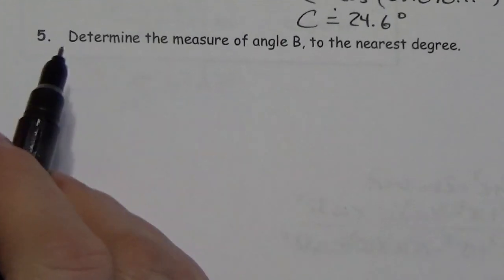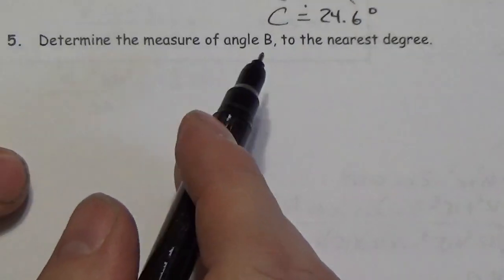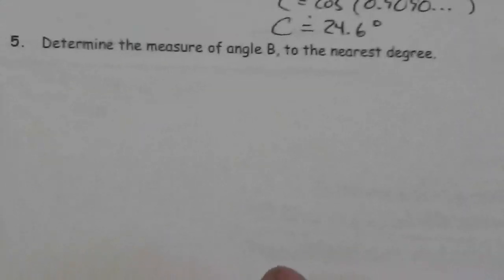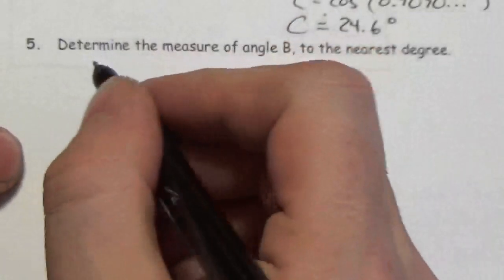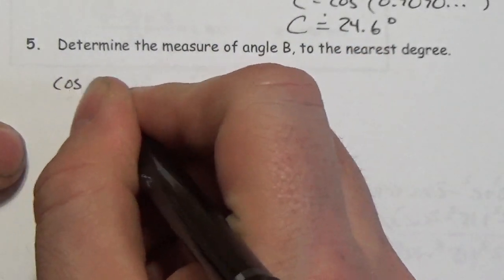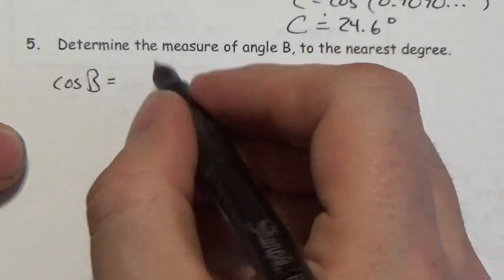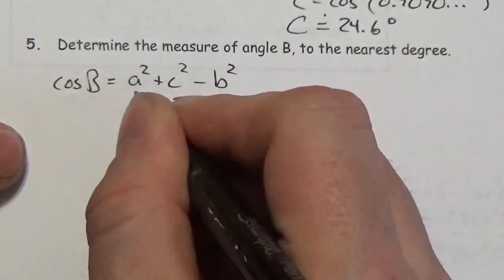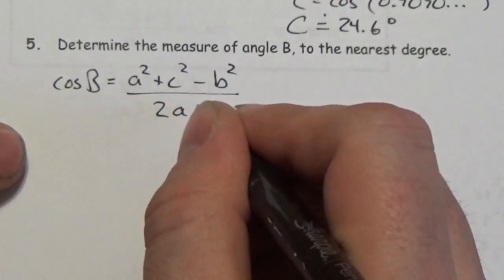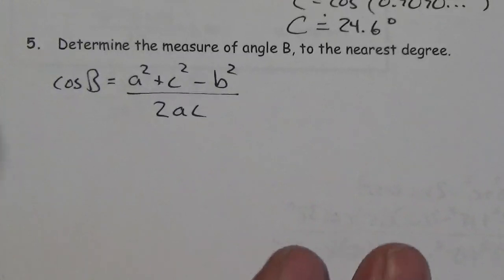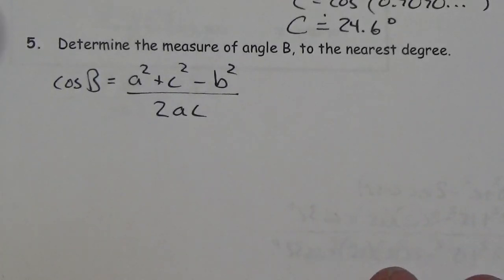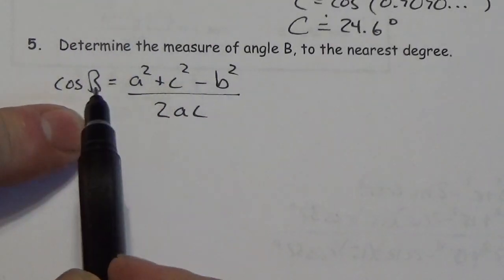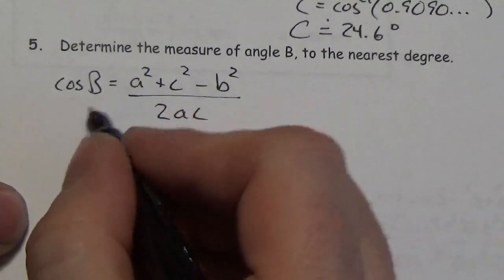All right, now, this question is saying determine the measure of angle B to the nearest degree. Before I even look at the information, if they're asking me for angle B, I know it's going to look like this. The cosine of B is going to equal A squared plus C squared, minus B squared, all over 2A times C. I already know that. I know that I'm going to subtract the side squared that's opposite the angle I'm looking for.